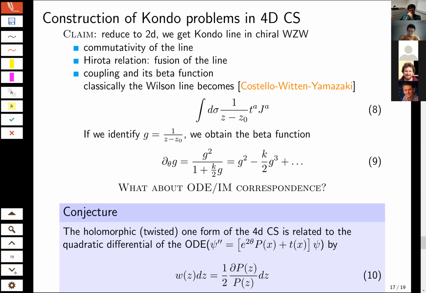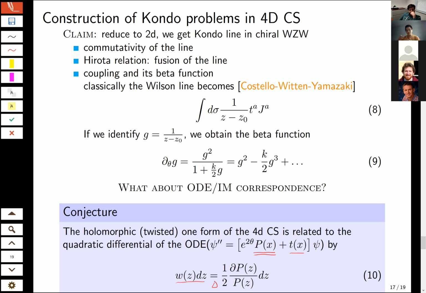So to write down this ODE, basically what we want is to try to figure out what is capital P of X, because as I said earlier, the small t of X controls which excited state you are picking. And that construction is automatic once you figure out what is capital P of X. And the conjecture we made is that P of X is related to the holomorphic one form omega z, which I used to define the 4D Chern-Simons, by this simple relation.